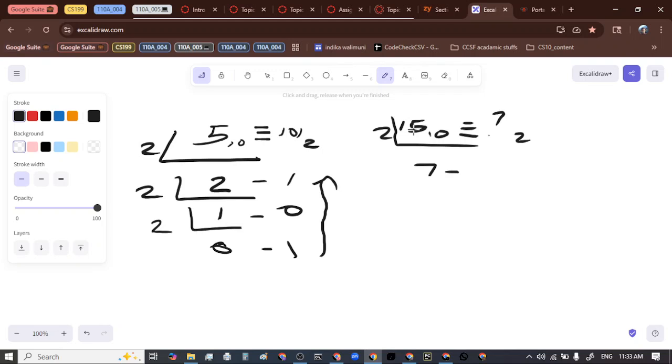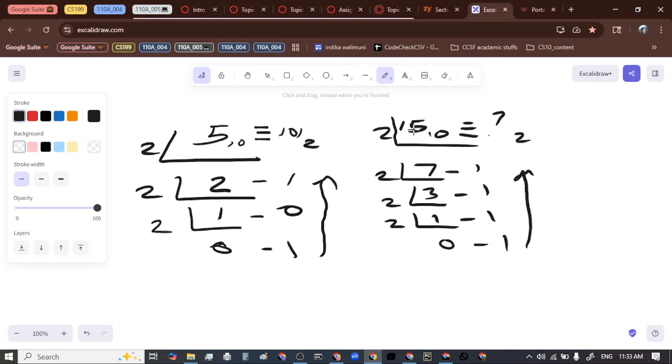7 and 1. One more time, and 3 and 1, right? Keep going, 1 and 1, and then over here 2 and 0 and 1. So we read from this end to this end. So we actually get 1111 in base 2. And we already know from converting that to decimal, right?